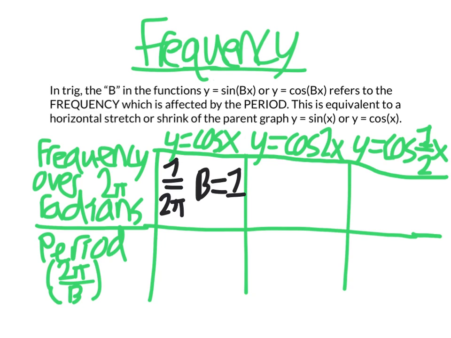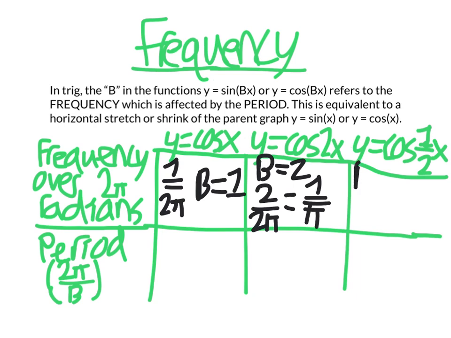For y equals cosine 2 of x, the b is equal to 2, so we have 2 over 2 pi, which is just equal to 1 over pi. And finally, we have b being equal to 1/2, so we get 1/2 or 0.5 over 2 pi, which is equal to 1 over 4 pi.